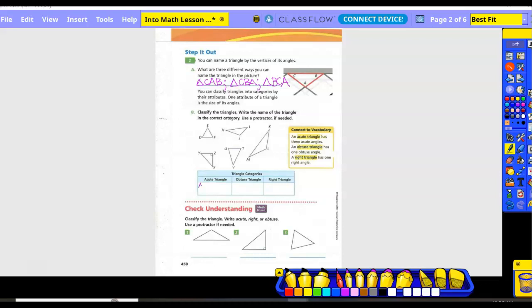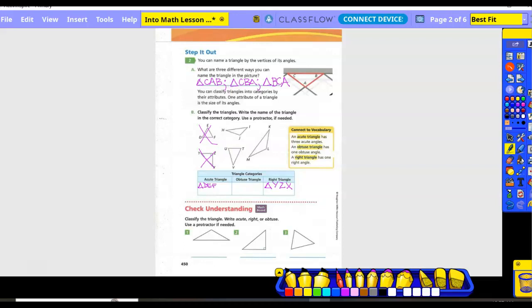Triangle DEF. So we use this one. We can figure out which one's the right one, correct? But what letter has to for sure be in the middle when we write that triangle? B, right? So triangle YZX. What do you guys think about HJI?